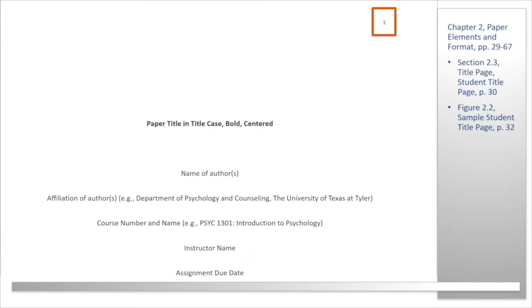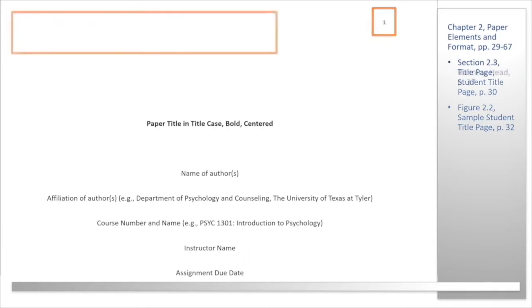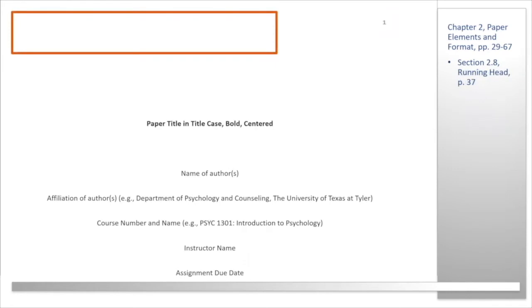Your title page is page 1, and page numbers continue on every page throughout your paper, located in the upper right in the page header. Notice that there is no running head. Requirements for the running heads have changed in the 7th edition. Unless your instructor requires it, student papers don't need to include a running head.